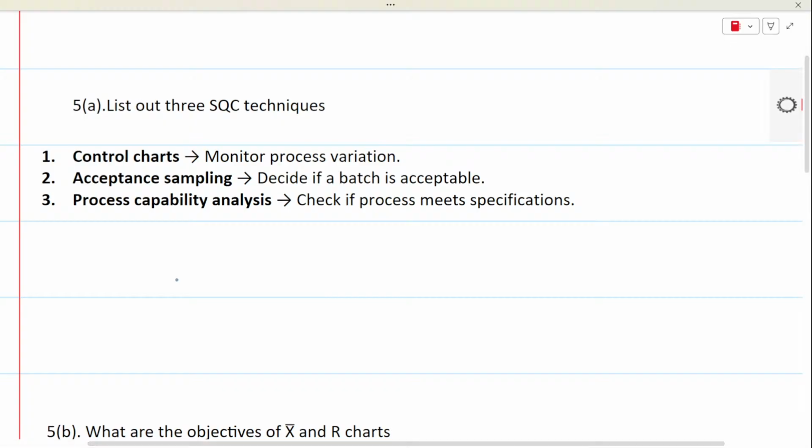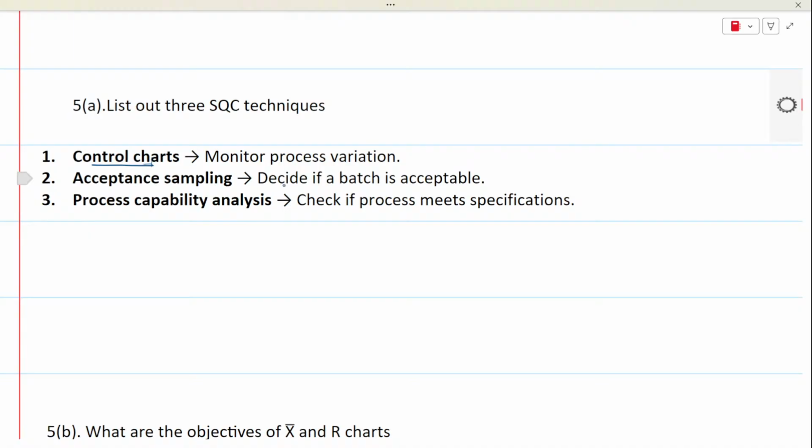List out the three SQC techniques, that is statistical quality control techniques. First is control charts. Control charts is to monitor the variation. Once again, control charts also help in predicting the stability of the process.